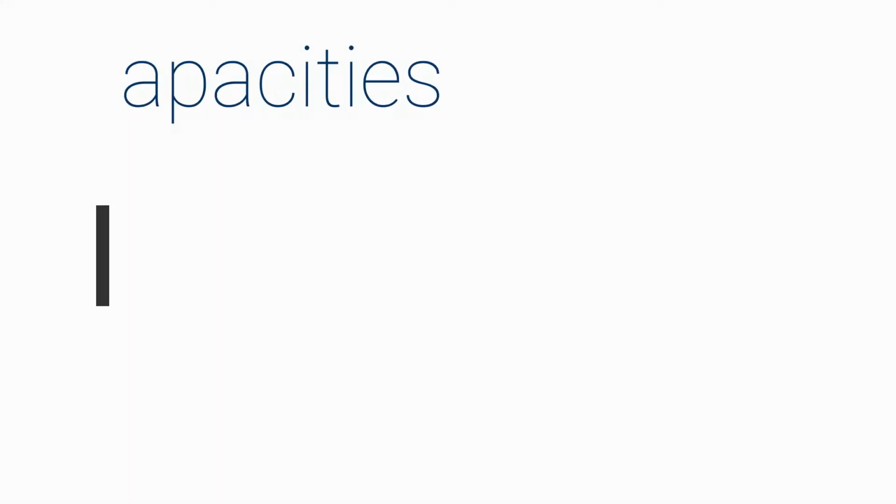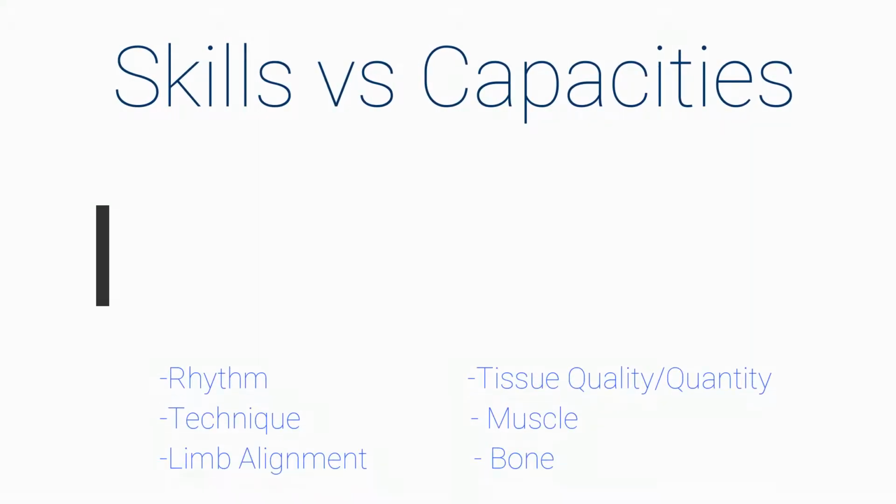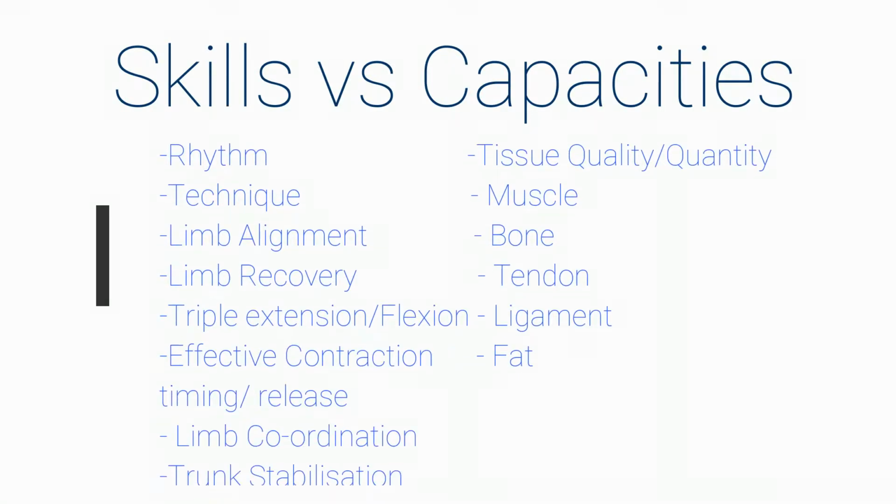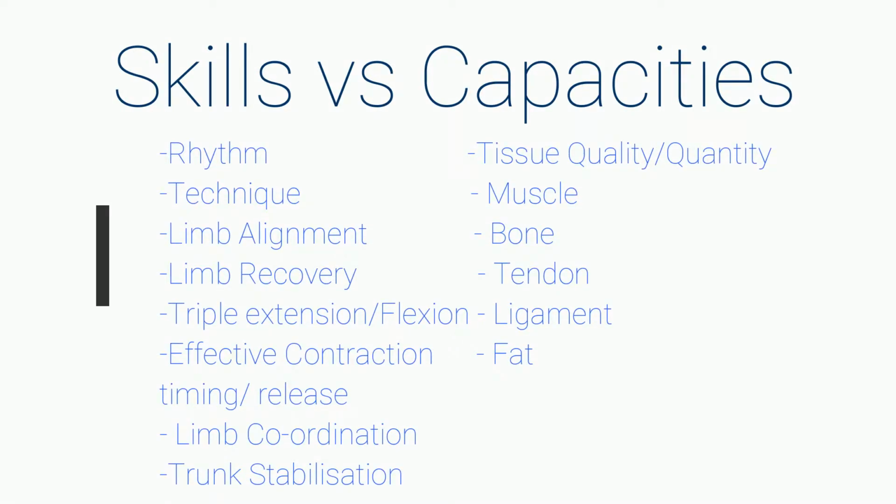So here we have just a list of skills and capacities. On the left we have skills and on the right we have capacities. This is based on John's lecture on locomotion. Skills are more movement based, as you can see through the descriptions, and capacities are more structural based.